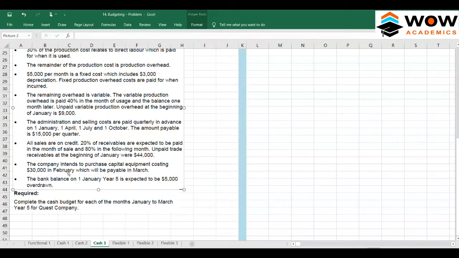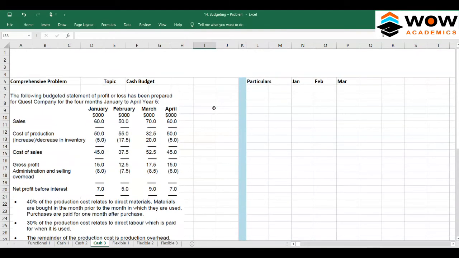The company intends to purchase capital equipment costing 30,000 in February, which will be payable in March. So in March, we have to put 30,000. The bank balance on 1st January year 5 is expected to be 5,000 overdrawn. So it is a negative 5,000, not a positive 5,000. We can work out the sum either in thousands or in full numbers. So we'll start.